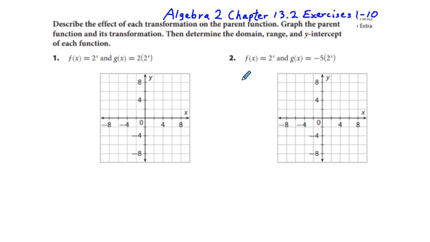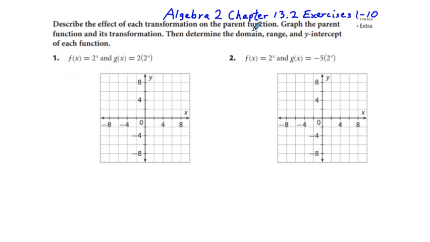Algebra 2, Chapter 13.2, Exercise 1 through 10. In this video lesson, we're going to go over half of these problems, mostly odd number problems in this set, that have to do with exponential growth functions and transformations of those functions.